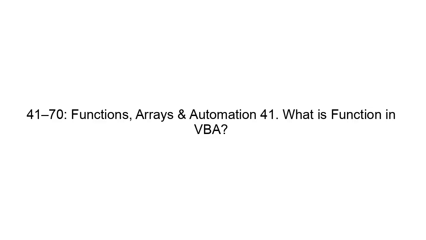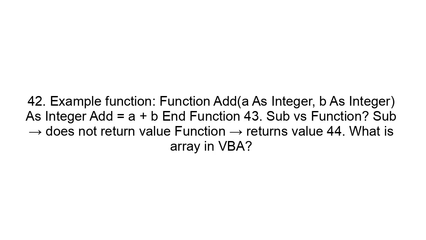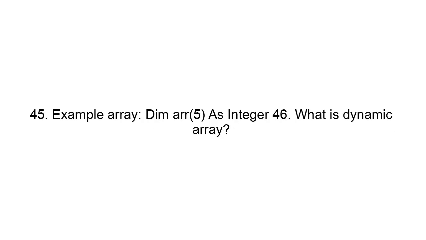41 to 70. Functions, arrays, and automation. 41. What is a function in VBA? It returns a value. 42. Example function: Function Add(a As Integer, b As Integer), Add = a + b, End Function. 43. Sub versus Function: a Sub does not return a value; a Function returns a value. 44. What is an array in VBA? Stores multiple values. 45. Example array: Dim arr(5) As Integer.